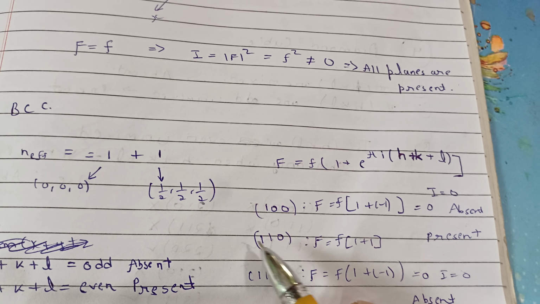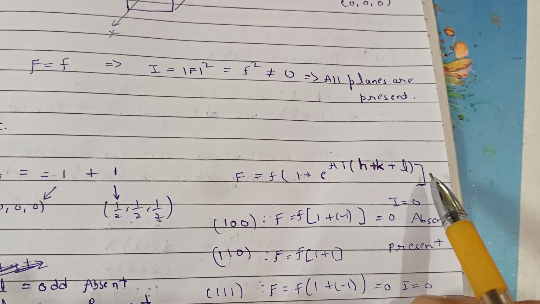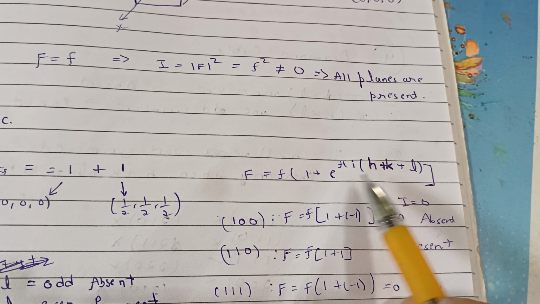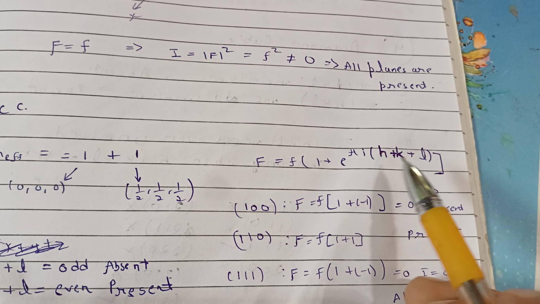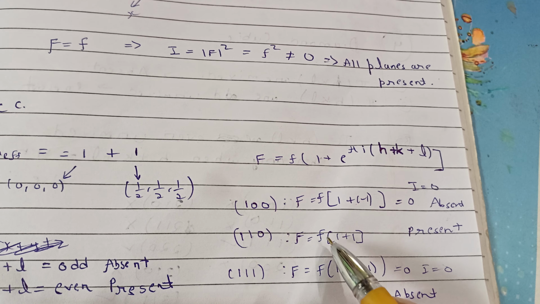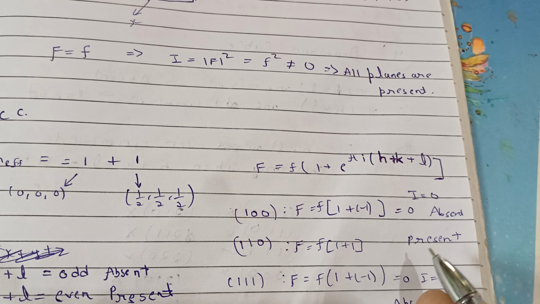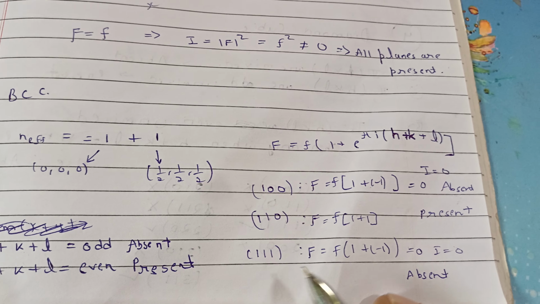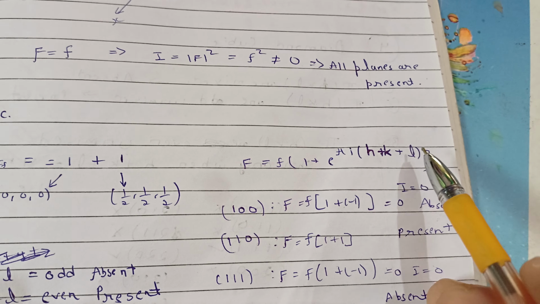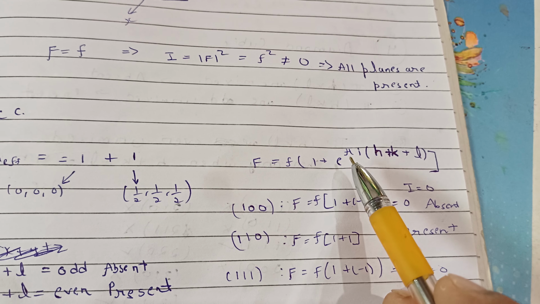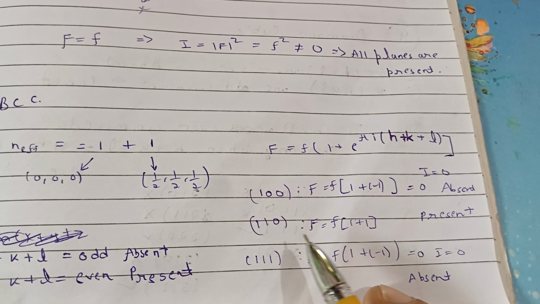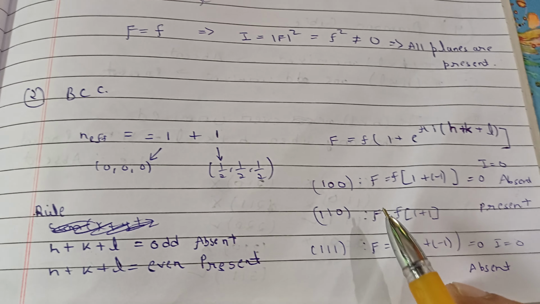Now we will check for 1 1 0. Then it will be 1 plus 1 plus 0, which is 2, so 2 pi i gives cos 2 pi plus i sin 2 pi. You will get 1 plus 1, so 2f. It is non-zero, so we say that the plane is present. Same we check for 1 1 1. Then it will be 1 plus 1 plus 1, 3 pi i. Cos 3 pi will be minus 1, so again it will be 0. So the plane is absent.